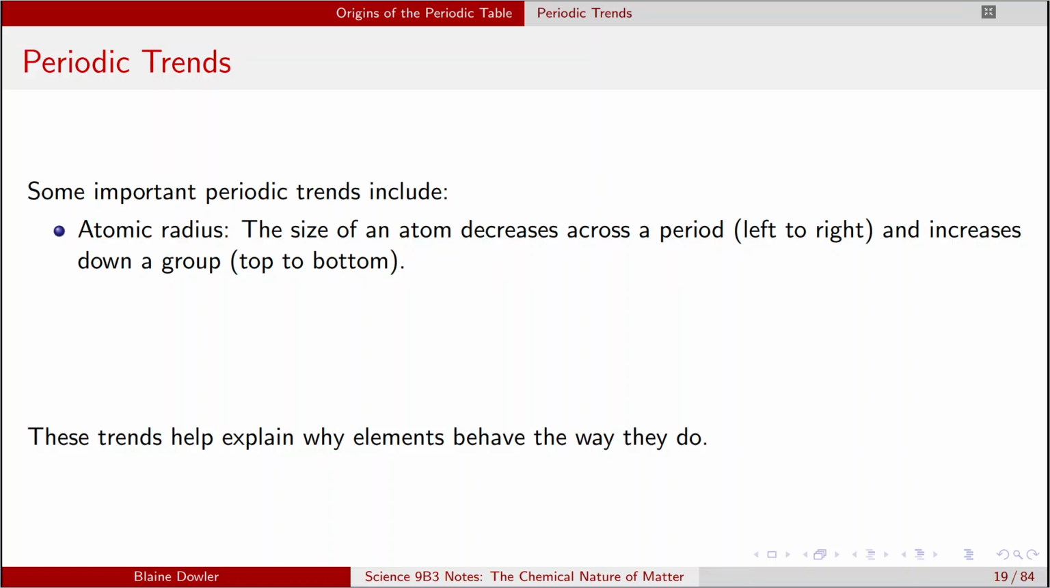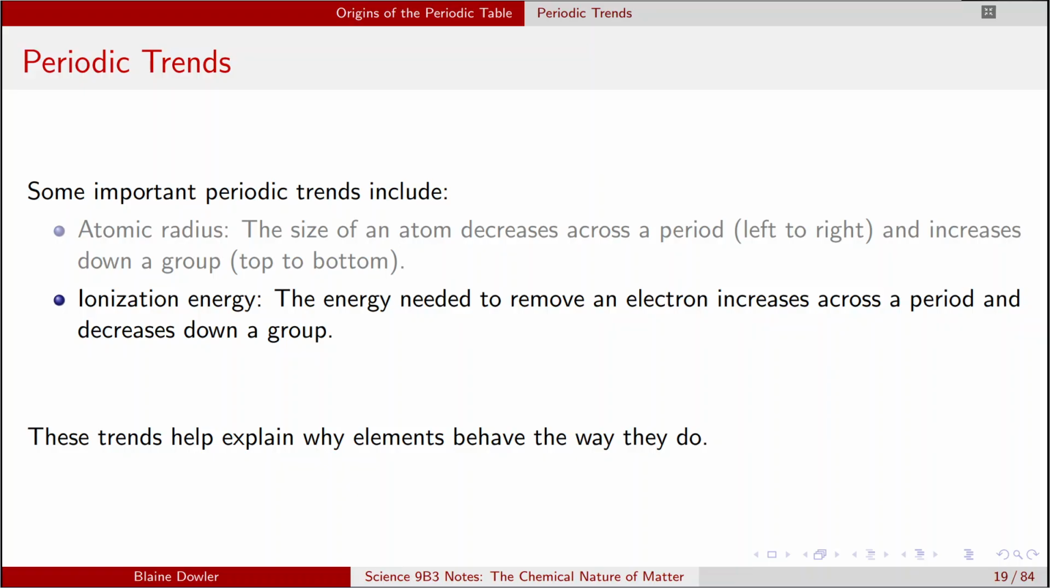So the periodic trends. Some important periodic trends include atomic radius. The size of an atom decreases across a period, from left to right, and increases down a group, from top to bottom.